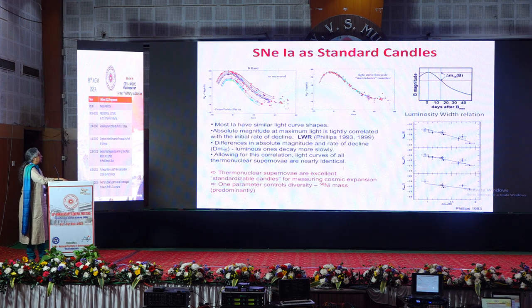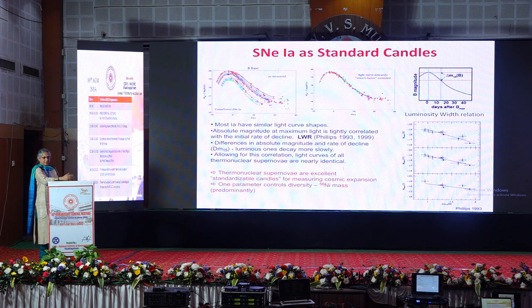Now, how is it that we can use the supernovae as standard candles? As I said earlier, we expect them to have the same intrinsic luminosity. However, observationally, we do find some differences. But what is also interesting is that these differences can actually be accounted for. The most famous correlation that one finds in the supernovae of type 1a is that they have very similar light curves, and the absolute magnitude that you see at maximum is very tightly correlated with the initial rate of decline.